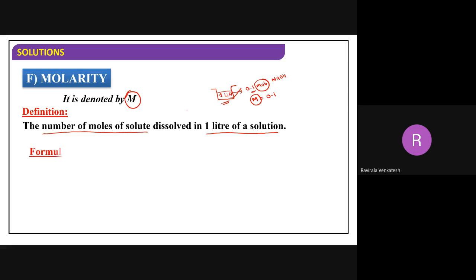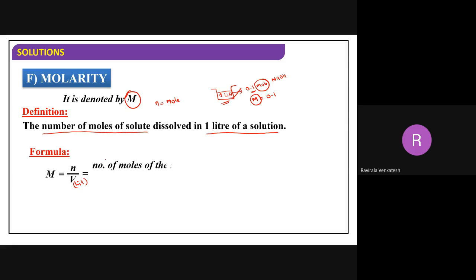Now, if I write the formula for this one, molarity is equal to number of moles of solute by volume of the solution, isn't it? Generally taken as molarity. But here, remember, this is in liter. This is mole already. N is nothing but called mole. Right?